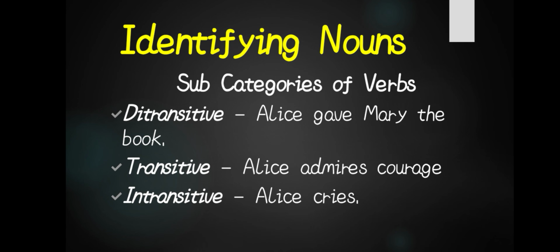Next is transitive. Alice admires courage. So, wala lay tuldok. Mali na siya kay wala tuldok. It's not a sentence kay wala tuldok. Imagine there is a period there. So, Alice admires courage. We have Alice as the subject, admires as the verb. Courage is the receiver of admiration. Intransitive, Alice cries, wala na nag-follow, wala receiver. So, intransitive, wala gipasa ang verb.